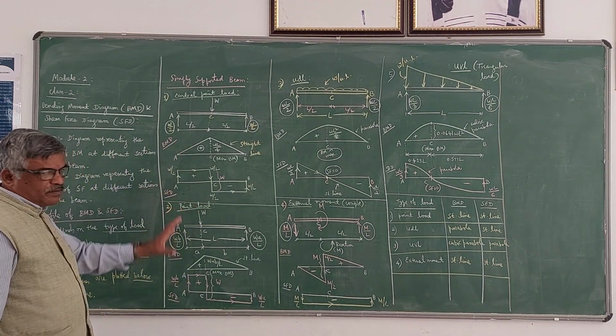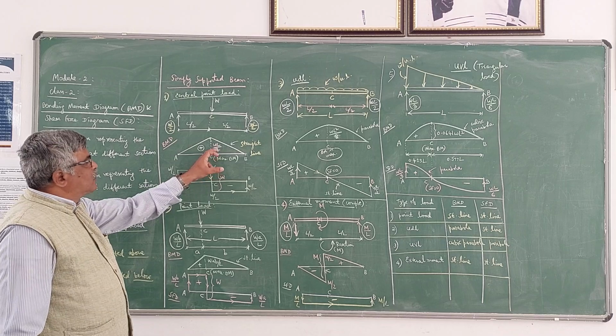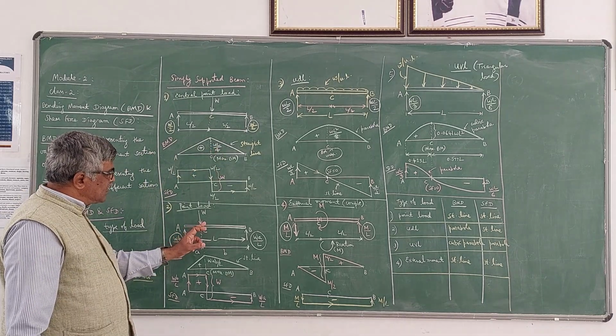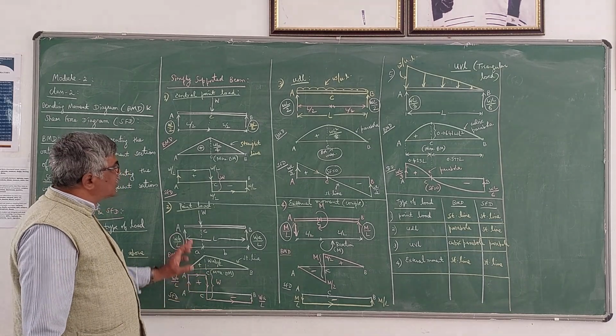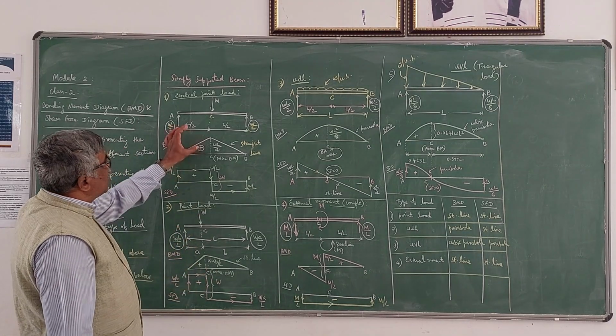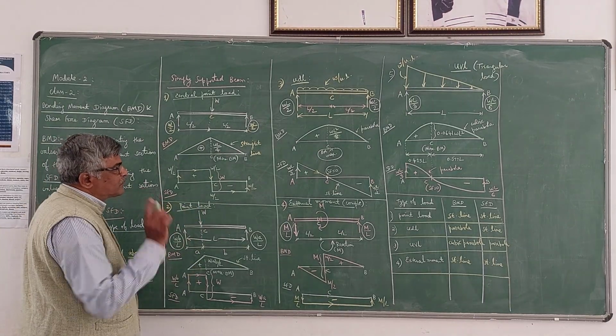So please see the difference between these two. Central concentrated load maximum bending moment is WL by 4, whereas if it is somewhere else, then it is WAB by L. Whereas shear force will change at that point where the concentrated load is acting. So this is about the SFD.